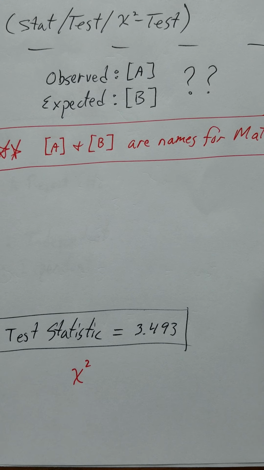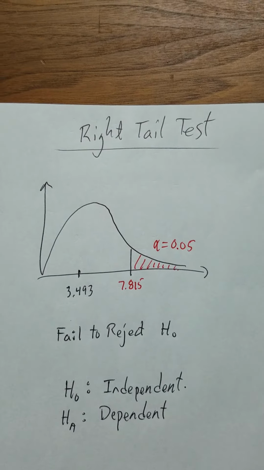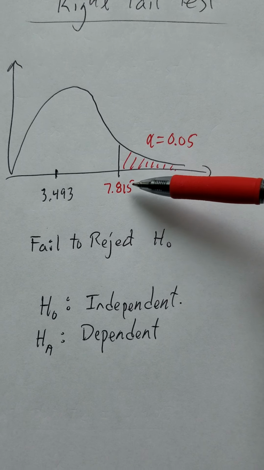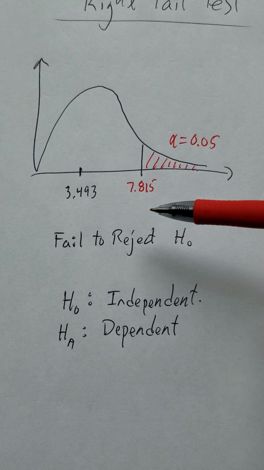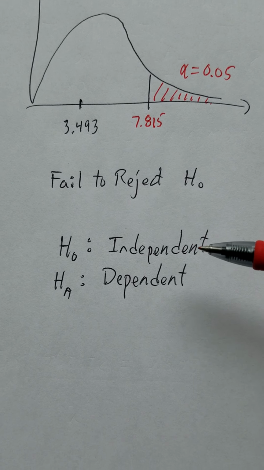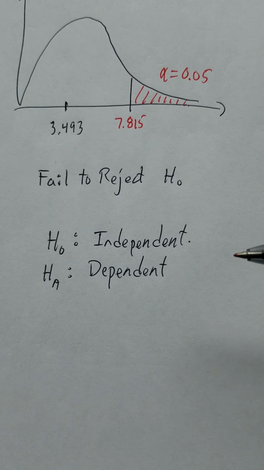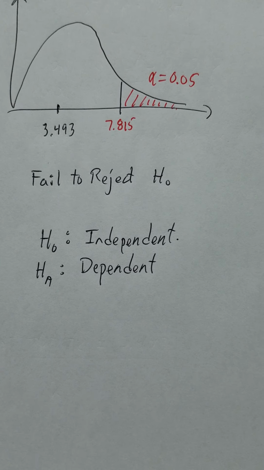So we got our test stat, right? Now we can compare. It's still right-tailed testing. There was your critical value, and there's your test stat. So obviously you're not rejecting. You fail to reject the null. When you set these things up, remember it's a test about independence. We'll talk about that a little bit more now.